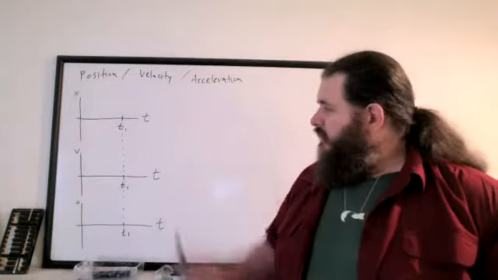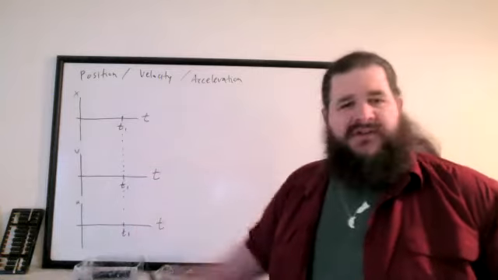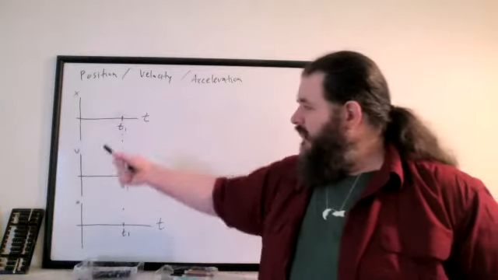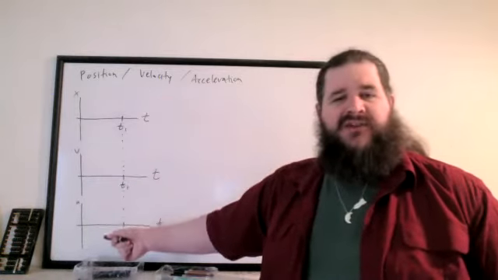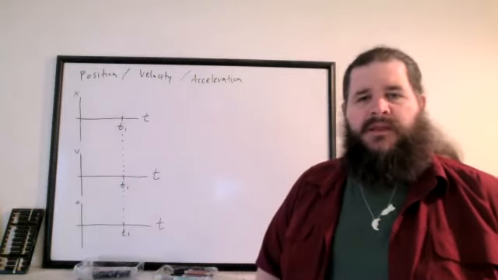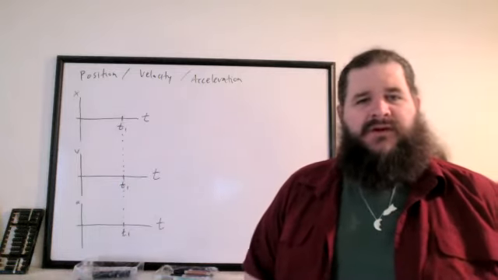So that's our general setup: position graph, velocity graph, acceleration graph. How or where the object is, how fast the object is moving, and how fast its motion is changing. Any questions on that setup so far?